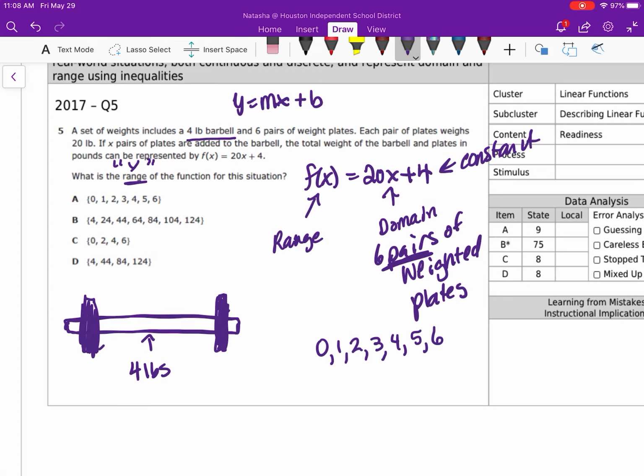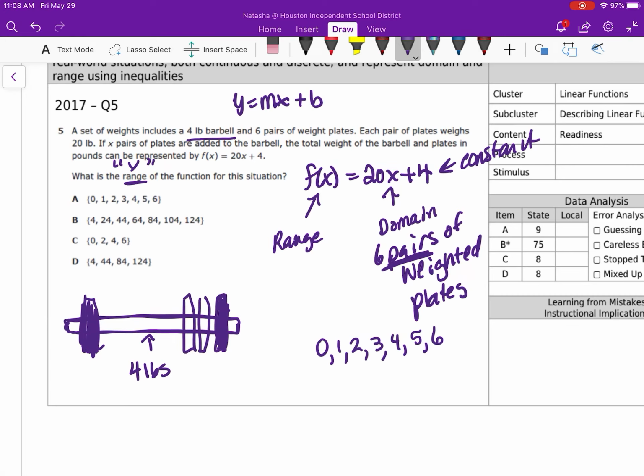Okay, so don't get too confused by that word pair. That's the only thing that I want to talk about with this. So we have to use each. So I can use 0. I can put no pairs, and then we're just lifting weights with the bar. Or I can put 1 pair, 2 pair, 3 pair, 4 pair, 5 pair, 6 pair of plates on. So I can go all the way.